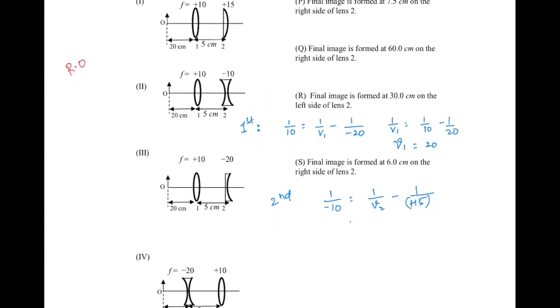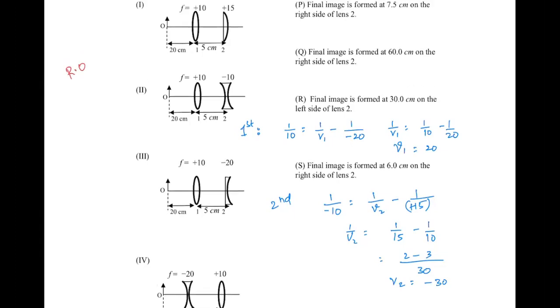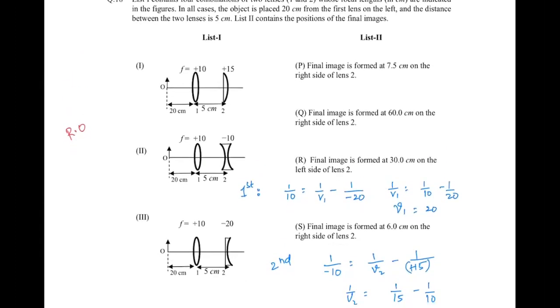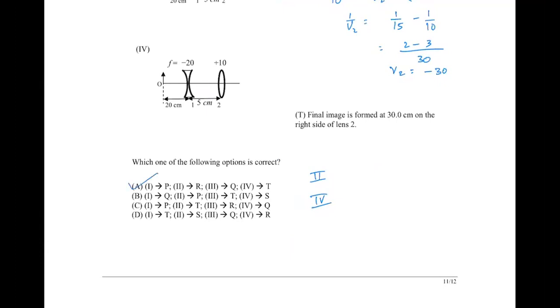Now find out V2 from this. So 1 by V2 would be 1 by 15 minus 1 by 10. So LCM, if I take 30, it is going to be 2 minus 3. So V2 is minus 30. V2 is minus 30 means the final image is going to be to the left, at a 30 centimeter distance. So the second one is going to simply match with R. Now I'll just go to the second one wherever R is there, the first option, and that is going to be the answer. That's it, done with it.